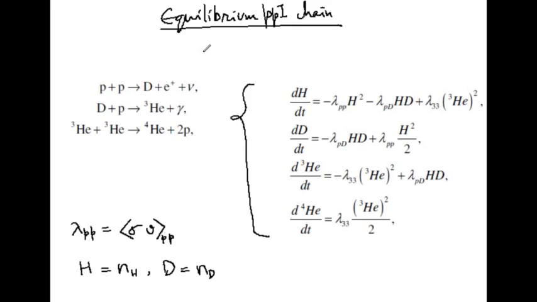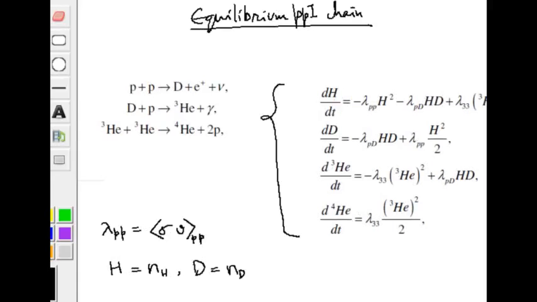Now you see this is what we have considered in our classroom. Okay, so we were considering the equilibrium pp1 chain, and these are the 3 pp1 chain reactions. So you must be wondering what it is that we really want to investigate here. Basically what we want to investigate is the following.